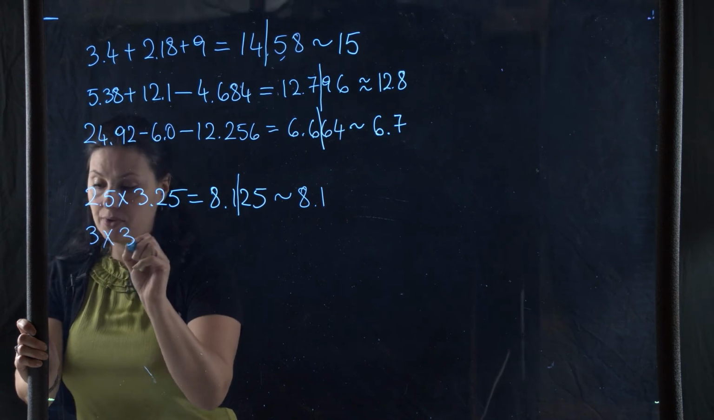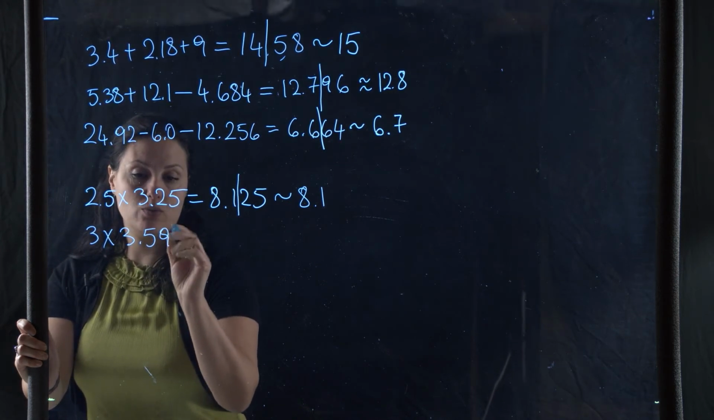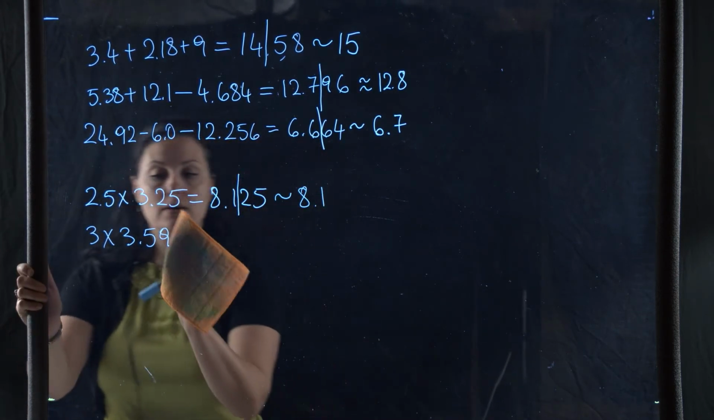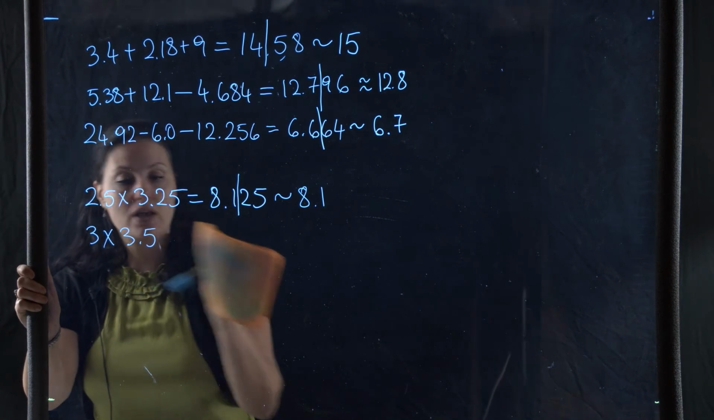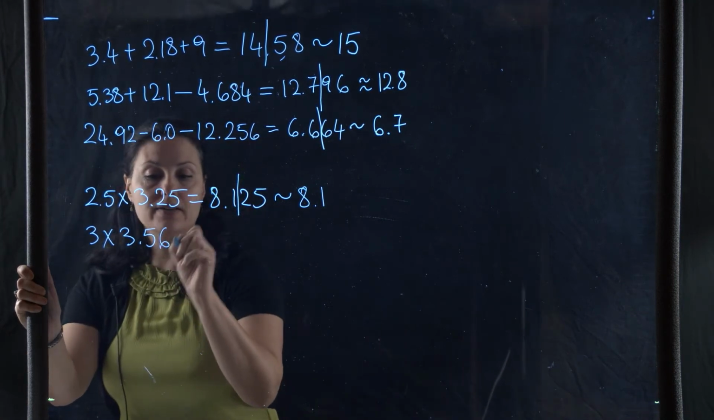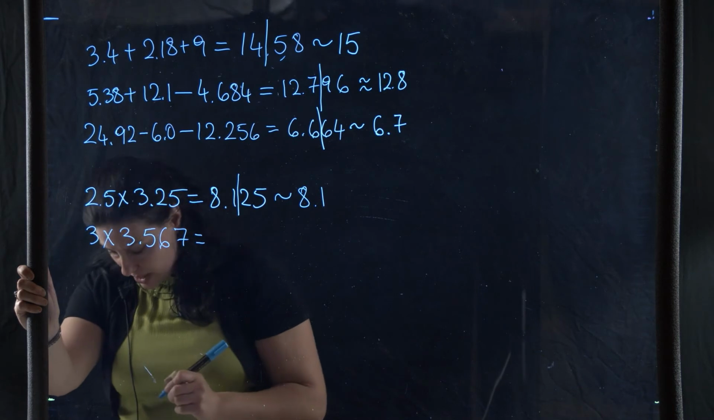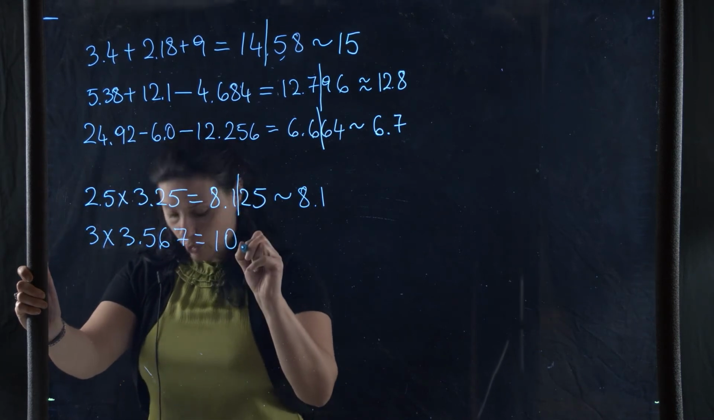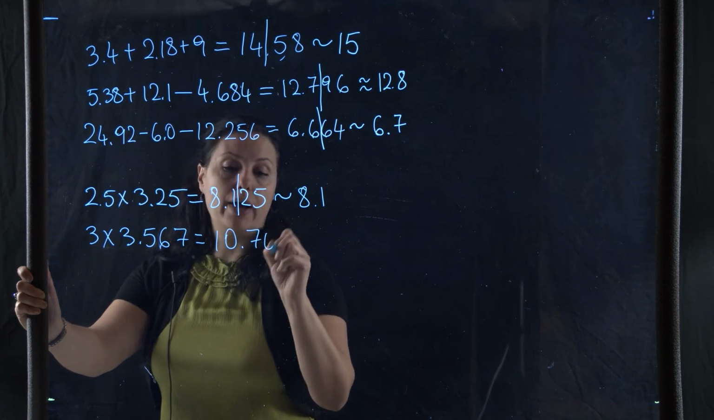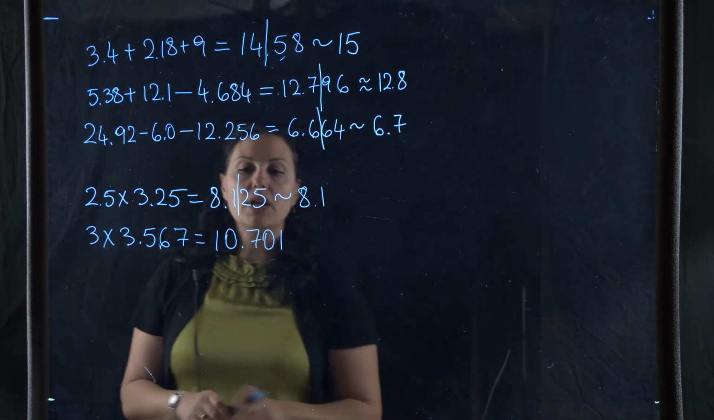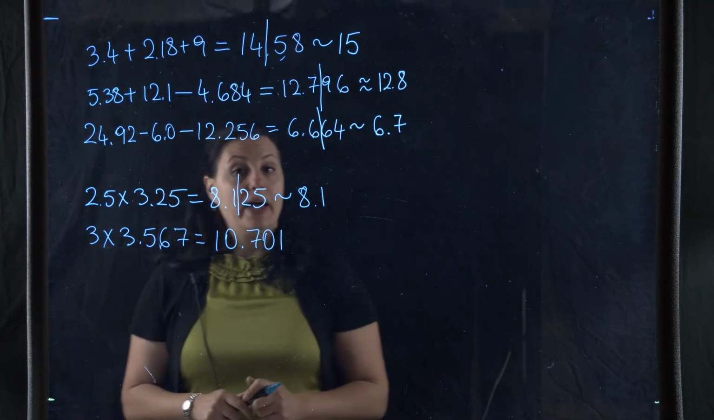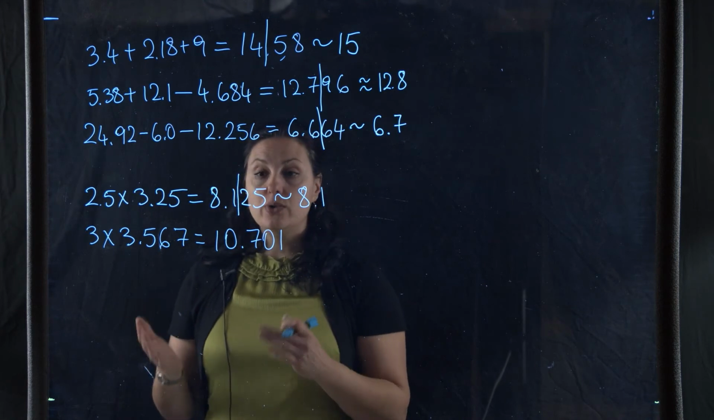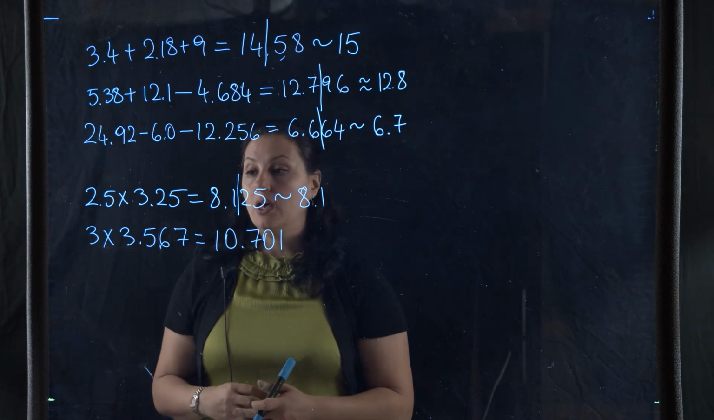3 times 3.567. Whoops, 6, not 9. 5, 6, 7. And this will be equal to about 10.701. Okay, where do I cut off here?